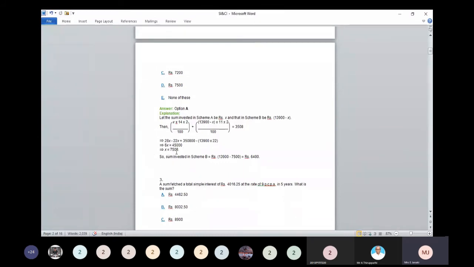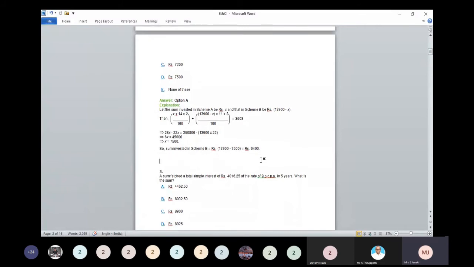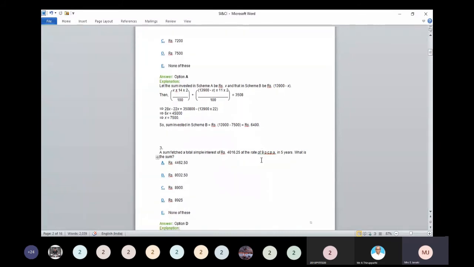Actually, this x is what? This value is the invested amount in scheme A. But our question is to find the invested amount in scheme B. Okay, substitute that value here, 13,900 minus x. X is 7,500. We will be getting 6,400. This is the invested amount in scheme B. Okay, the next one.